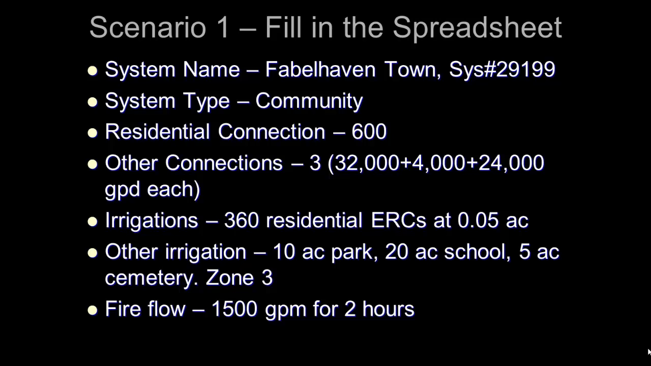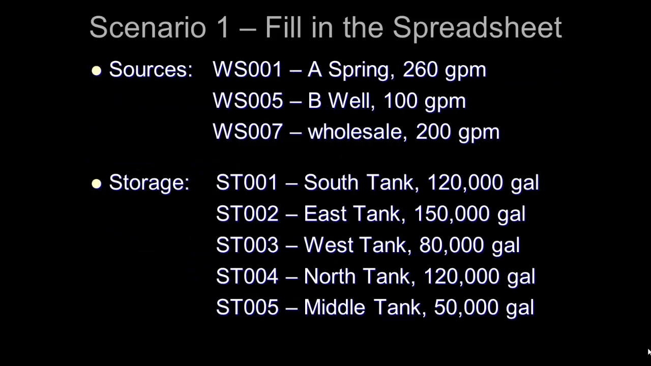For irrigation, 360 of the 600 connections use drinking water for irrigation purposes, with an average of 0.05 acres being irrigated. Other connections requiring irrigation include a 10-acre park, 20-acre school, and 5-acre cemetery, all of which are in Zone 3. For fire flow, the local fire marshal requested that 1,500 gallons per minute for 2 hours be provided. This community has 3 sources listed here with their associated flow and 5 storage tanks with their associated storage volume.